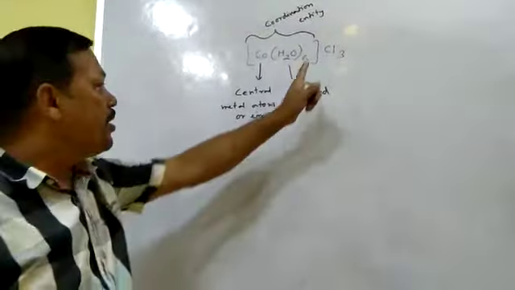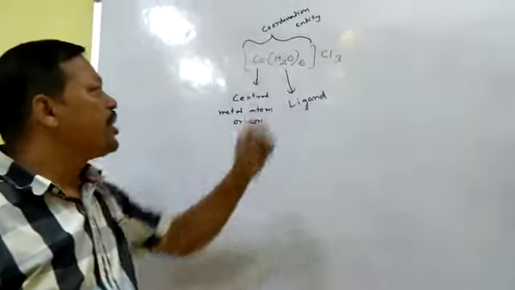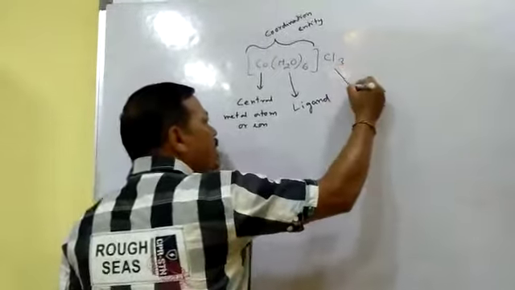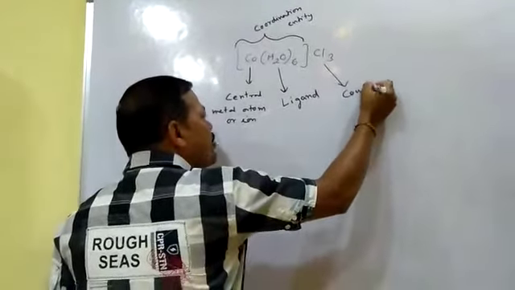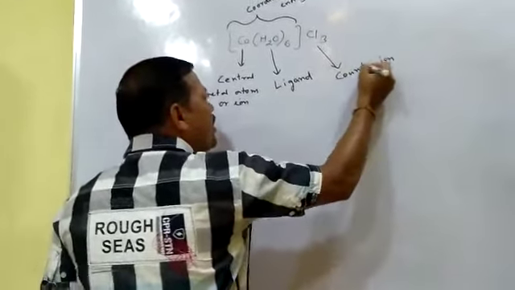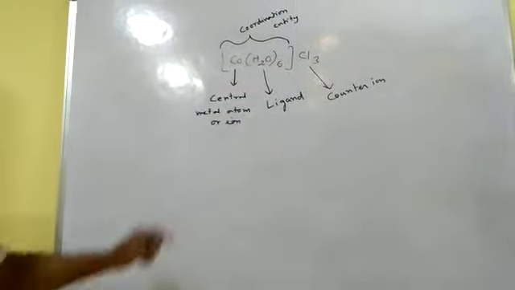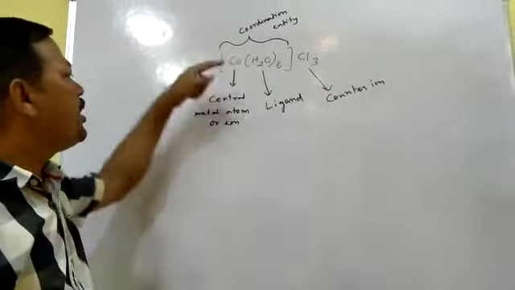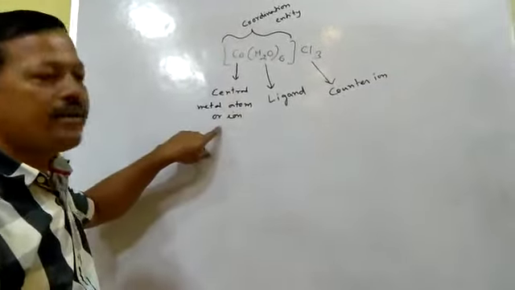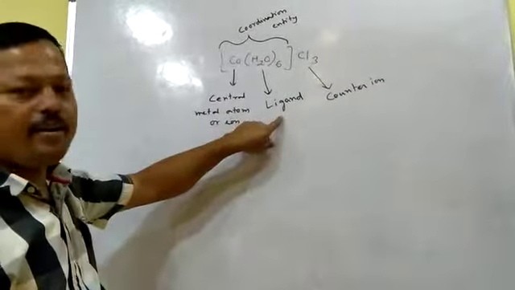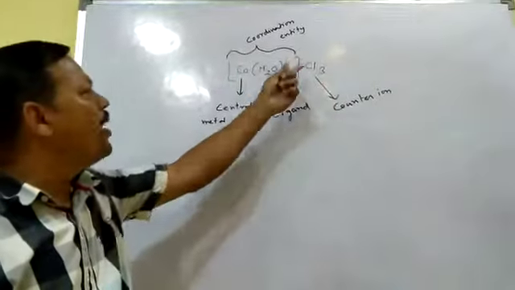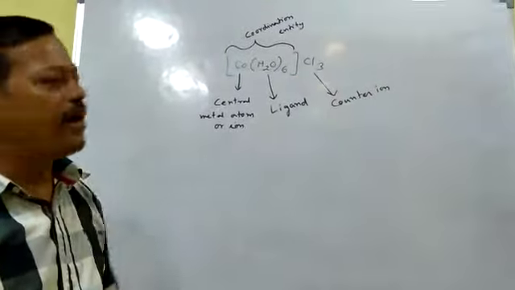And the ion you have applied to neutralize the charge is called the counter ion. Actually, the counter ion is not part of the complex. It's just to neutralize the outside charge. So in a complex, you will always get a central metal atom or ion and some ligands, and you may or may not get some counter ions.